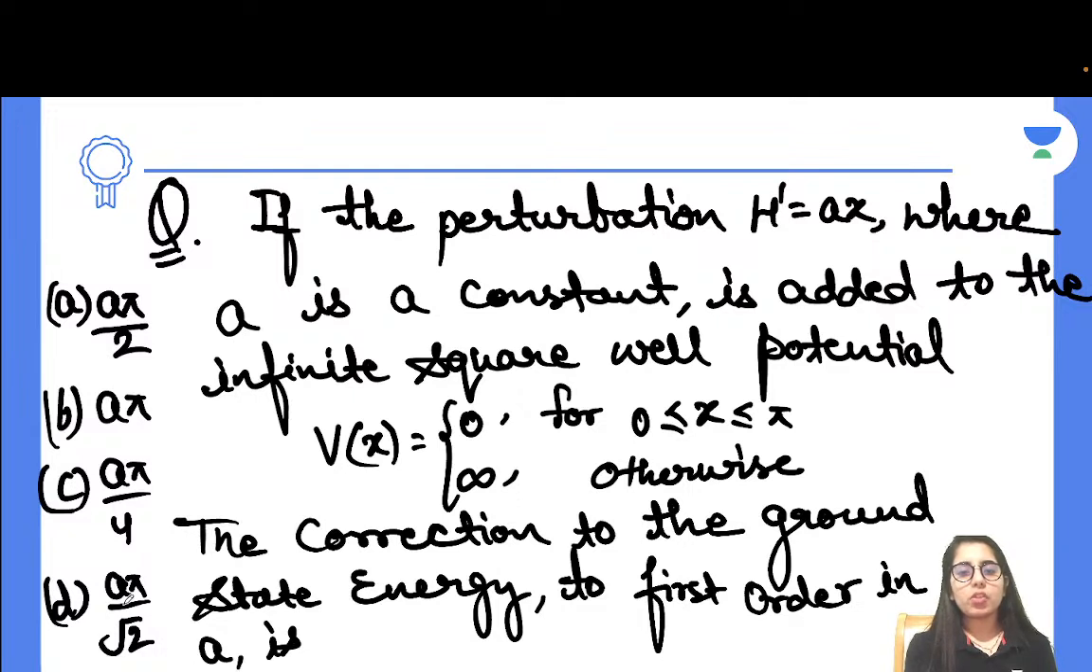So if the perturbation H dash is equal to Ax, where A is a constant, is added to the infinite square potential, V(x) is equal to this, the correction to the ground state energy to first order in A is. So if we talk about this one, what will happen? The perturbation is given. Whenever it's a variable perturbation, it means it's a function of x or any such value. You can have different values existing for it. So that's a kind of variable you are going to have.